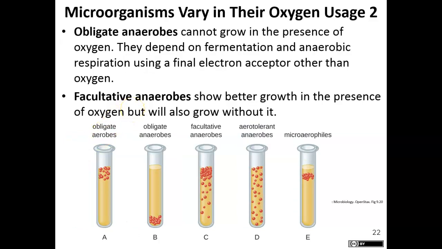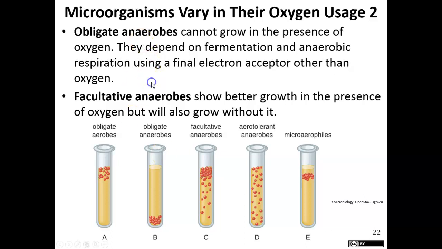We then have obligate anaerobes, so organisms that cannot grow in the presence of oxygen. Like I just said, oxygen is a very toxic molecule. And so there are organisms, in fact, the first organisms that lived on Earth were anaerobic or anoxygenic. They could not survive in the presence of oxygen. And so they grow at the bottom of the tube because they can't grow in oxygen. And then we have those facultative anaerobes. Facultative anaerobes can grow with or without oxygen, but they prefer oxygen. They grow better in oxygen.